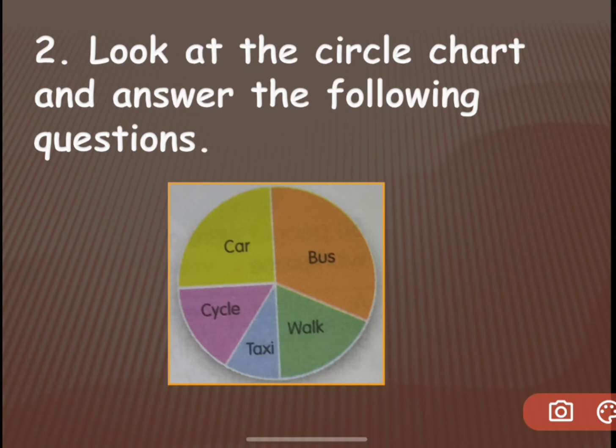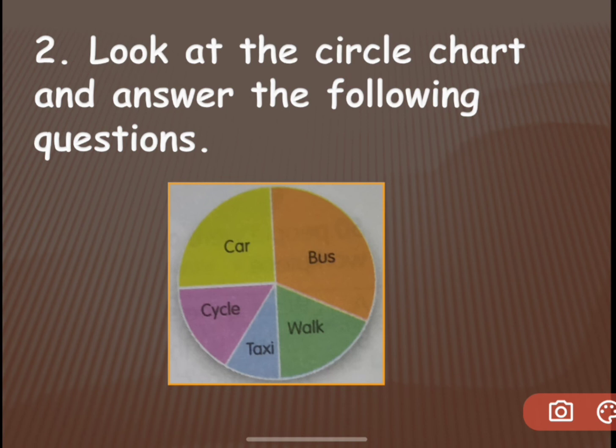Next. What do people prefer, walking or taking a taxi? Here you have to compare the two parts, walking and taxi. Which is more? The green color. Walking is more, so you will write walking there. Next. Give a title to this circle chart. What title can you give, looking at the different parts of the circle? It is about transport, so you can write modes of transport or transport.